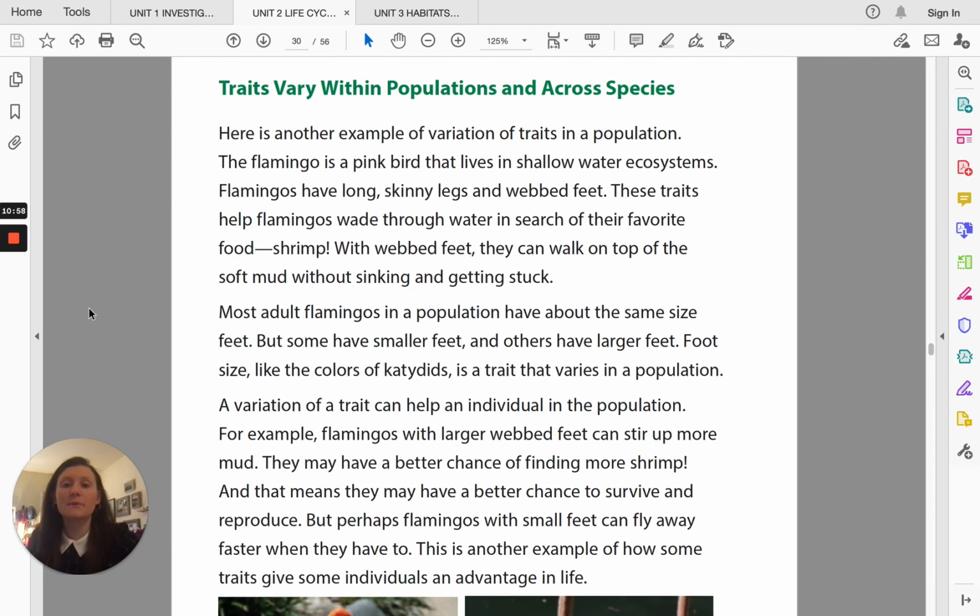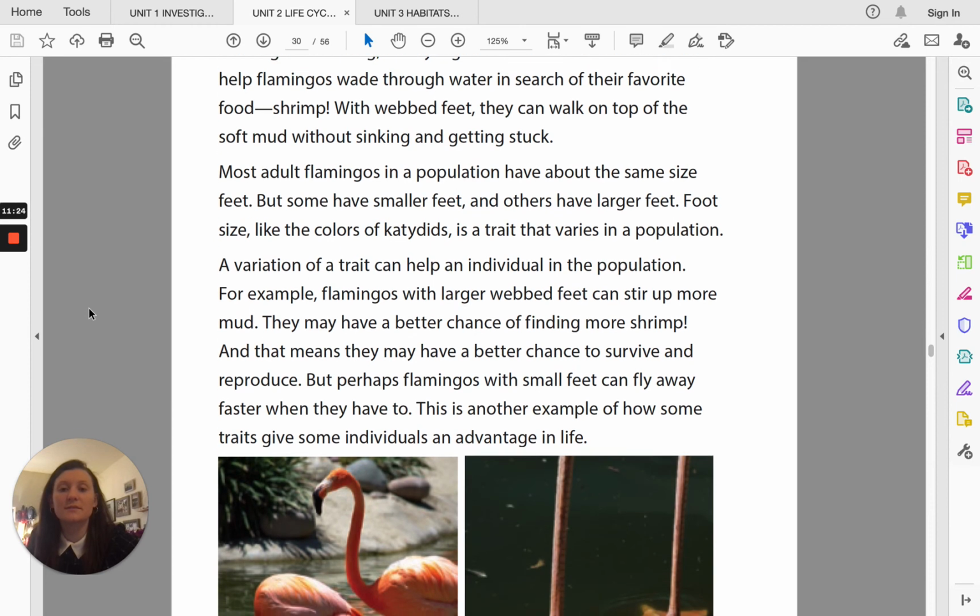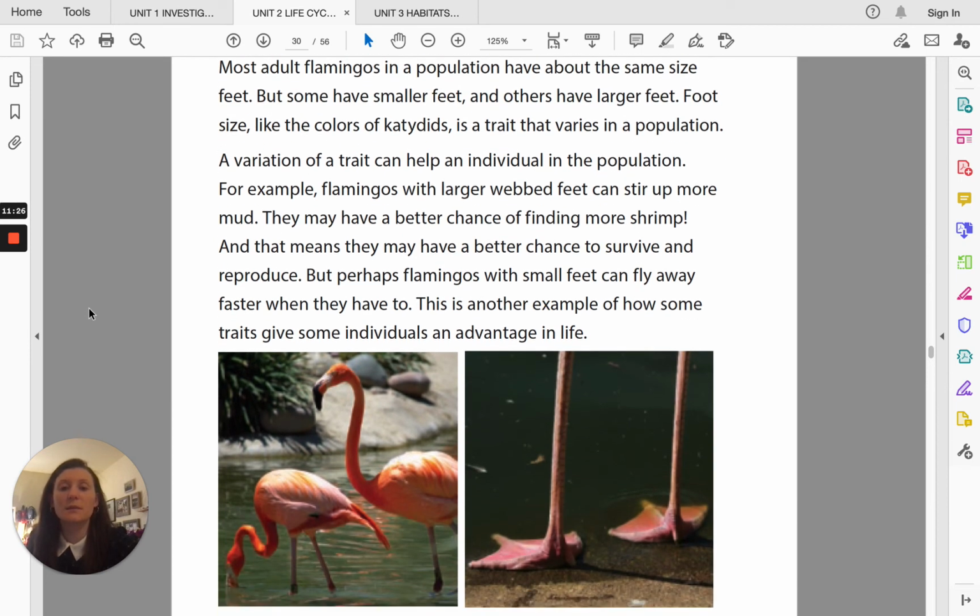Traits vary within populations and across species. Here is another example of variation of traits in a population. The flamingo is a pink bird that lives in shallow water ecosystems. Flamingos have long, skinny legs and webbed feet. These traits help flamingos wade through water in search of their favorite food, shrimp. With webbed feet, they can walk on top of the soft mud without sinking and getting stuck. Most adult flamingos in a population have about the same size feet, but some have smaller feet and others have larger feet. Foot size, like the colors of katydids, is a trait that varies in a population.